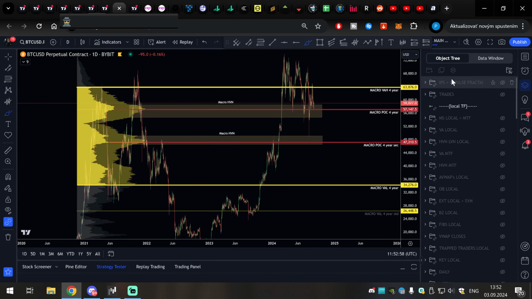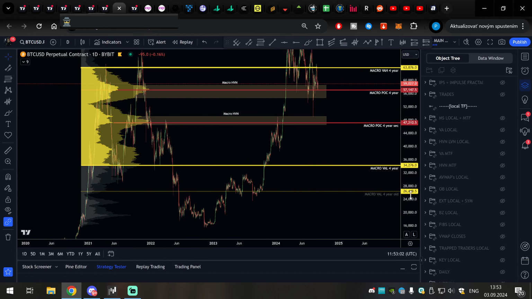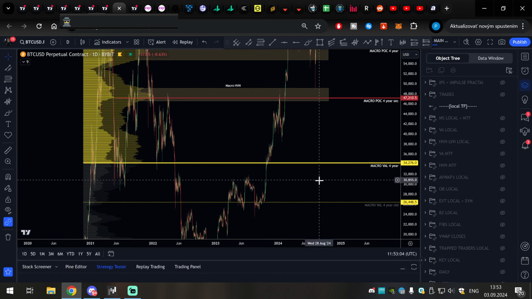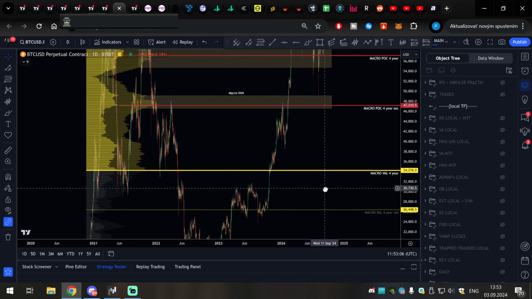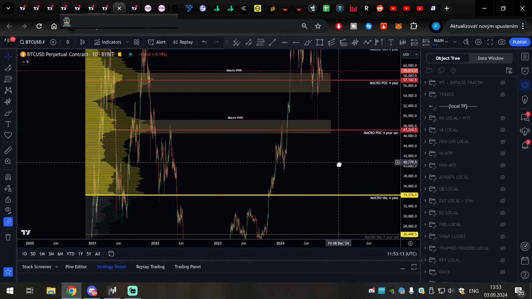Ultimate pain point for Bitcoin, if we get into the bear market, which is also not likely to actually revisit, but in the future it could be 26k. It was the old value area low up to July, was over here, so I still kept it on the chart.